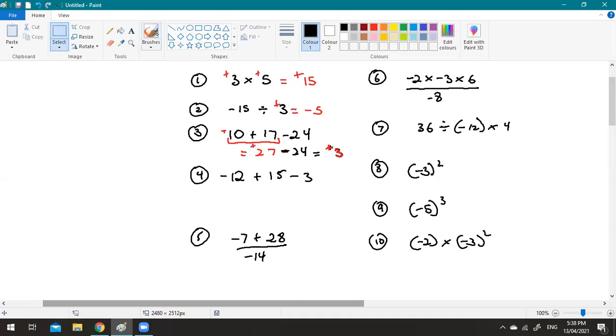Now number 4. We're working from left to right. We add in, but the sign is different, so we subtract and keep the sign. So 15 take away 12 is 3. And the sign of the larger number is positive because the larger number is 15. And then you bring down the 3. And 3 take away 3 is 0. With 0, you don't need to put a positive or a negative sign.